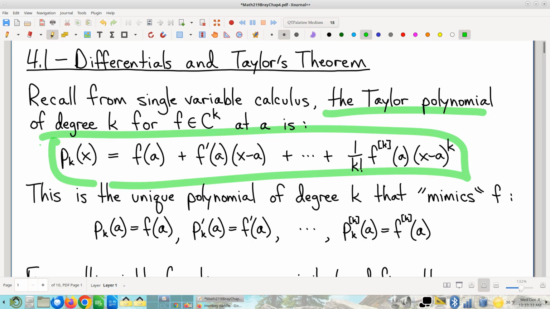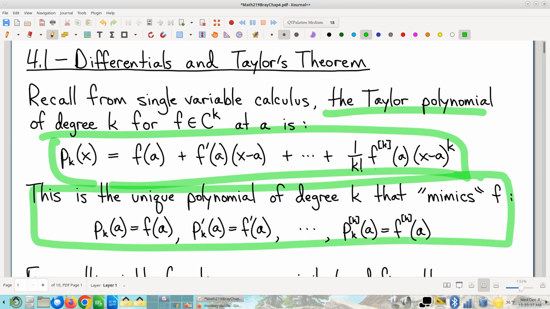There are different takes. I think the best way to think about it is that it's the unique polynomial of the appropriate degree that mimics the function you're interested in. It's a copycat. It's a best case copycat function for whatever other function you're trying to approximate. In other words, it's got the same value, the same derivative, the same second derivative, third, fourth, etc., all the way up to whatever your degree is.